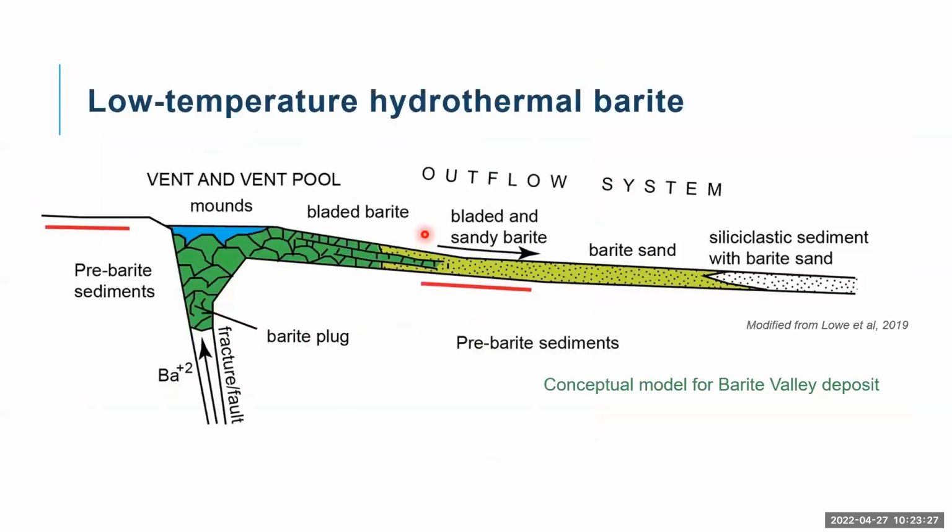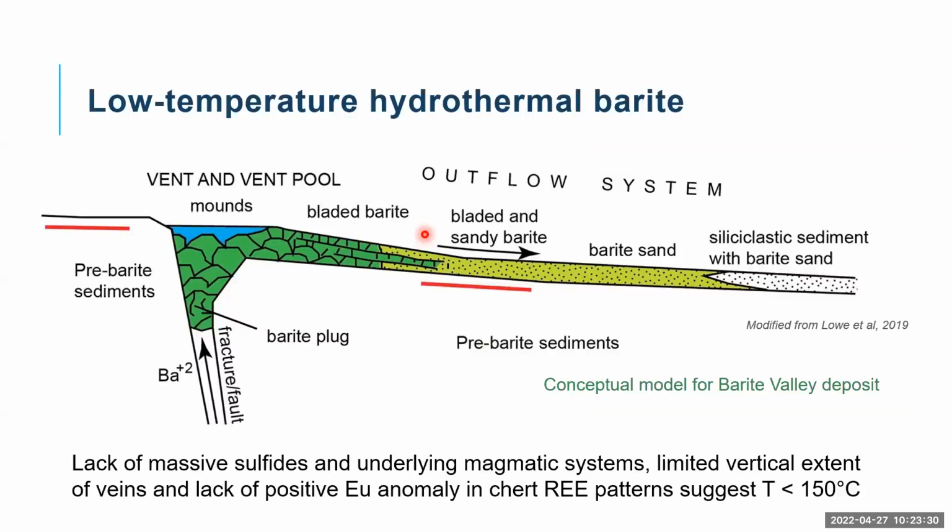And this also makes sense with the fact that we don't find, for example, massive sulfides. We don't find really underlying magmatic systems. Whatever veins and dikes we have are quite limited in vertical extent. They're not hundreds and hundreds of meters. And so all the information together suggests that we are in a marine setting. We have low temperature interaction, fluid flow, perhaps along fractures or faults, as shown in this conceptual model. But all in all, we're not dealing with very high temperature, hot fluid flow. Perhaps it's more like some kind of diffuse venting system as we see on modern day Earth.